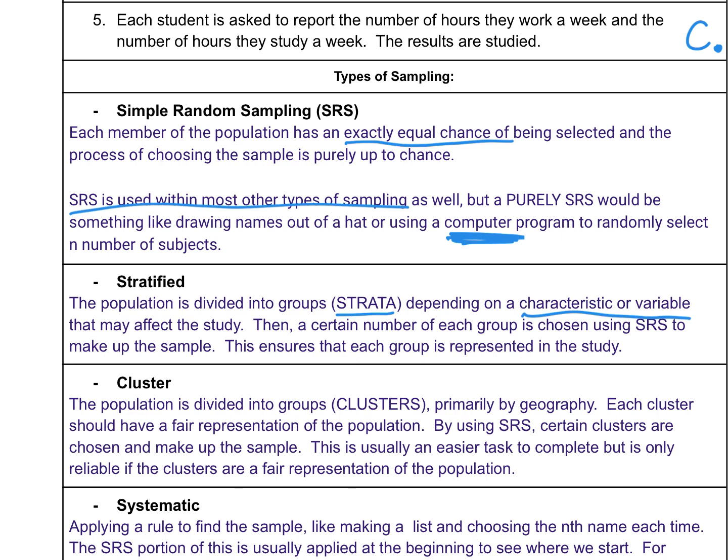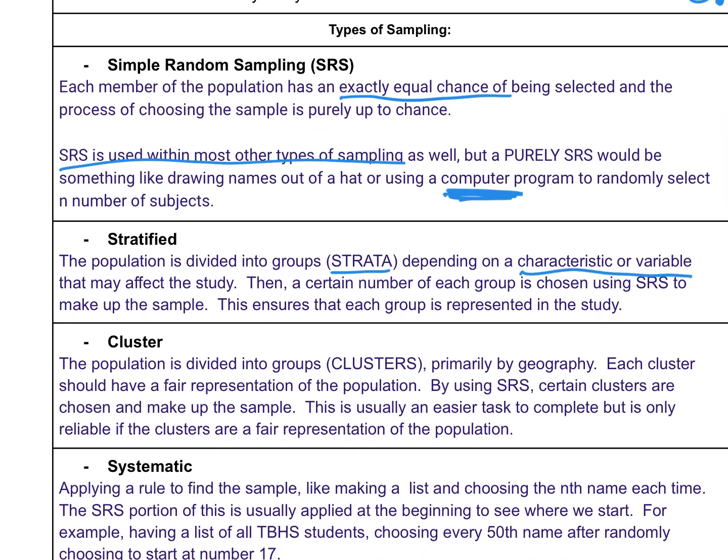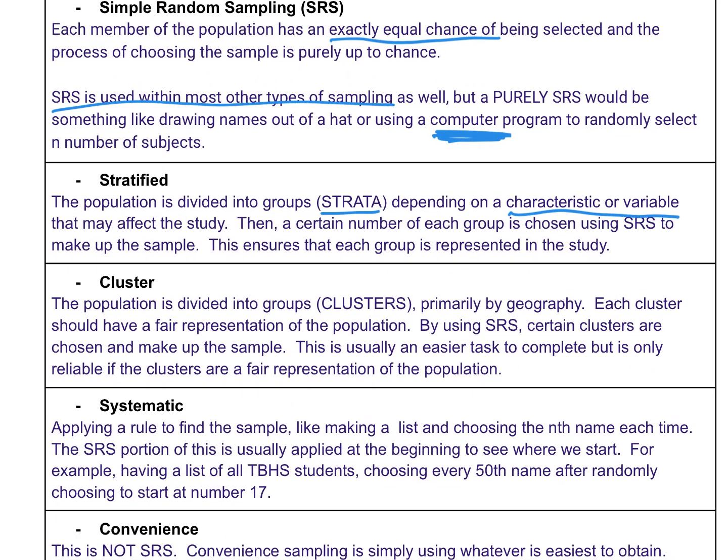Another example of stratified would be, okay, I wanted to send out a survey, but I wanted to send it to an equal amount of girls and an equal amount of boys, okay? So I would divide my group by gender. So that would be, once again, strata, depending on a characteristic or variable, so gender, and then I would randomly select from each of those genders. Okay, so once again, that's how we would do stratified.